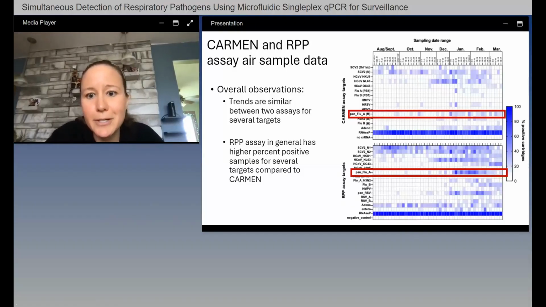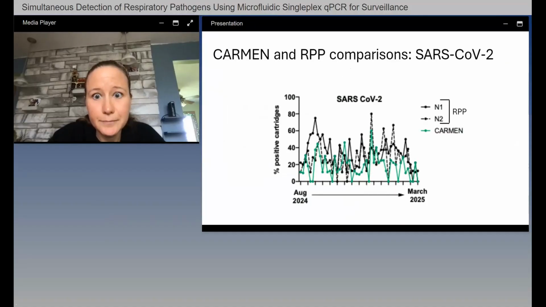I'll point out results here shown for pan-flu A. The Carmen assay does pick up pan-flu A during the January to March sampling time periods. The RPP assay picks up the pan-flu A target in that same sampling time period, but you can see that there are darker colors, indicating that more of those cartridges were positive via the RPP assay.